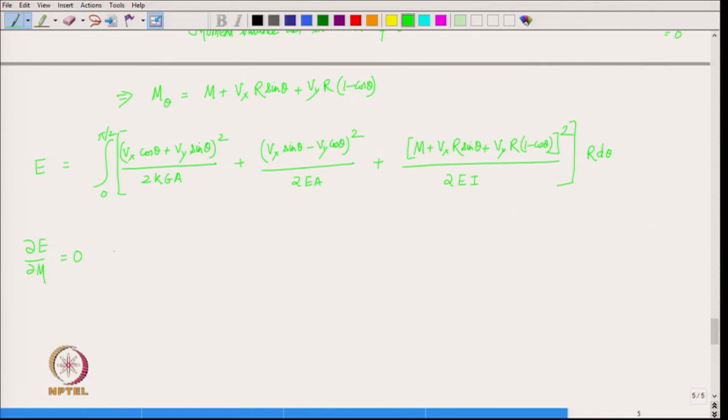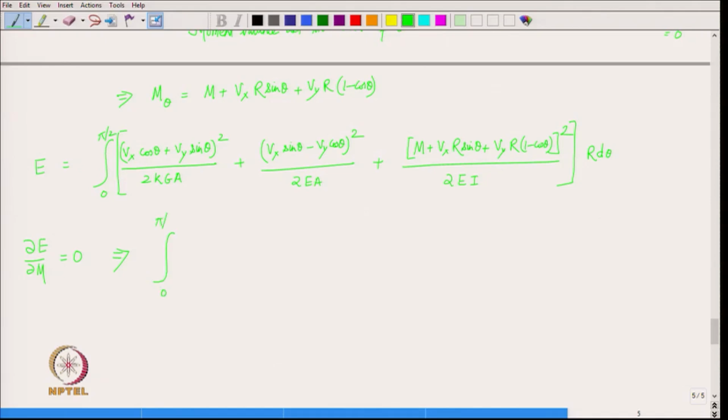So, when we do that, what are you going to obtain? You see the shear energy and the axial force energy, they do not have m in them. So, when you take the differentiation, they simply become 0. So, we have finally just the bending energy coming into picture here.